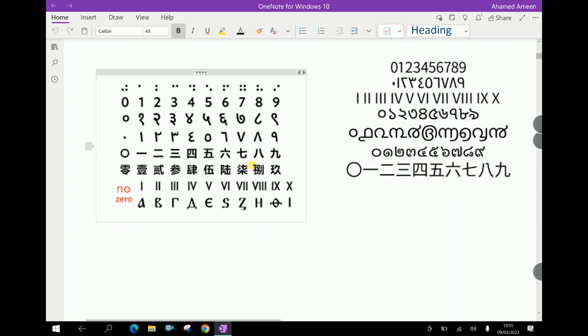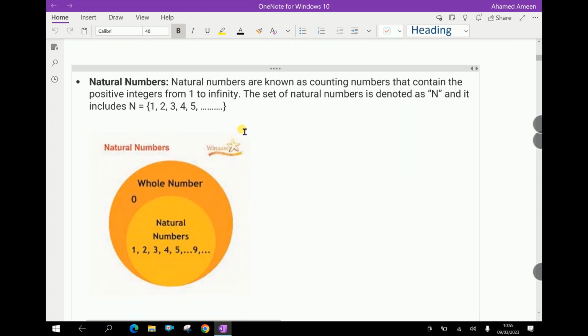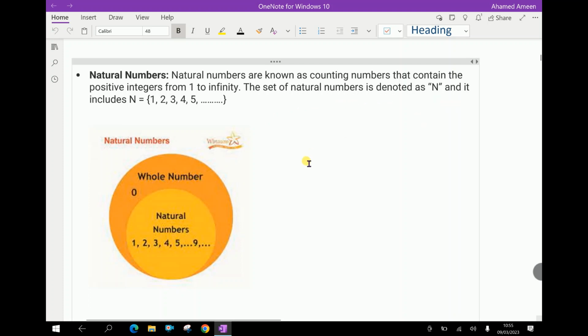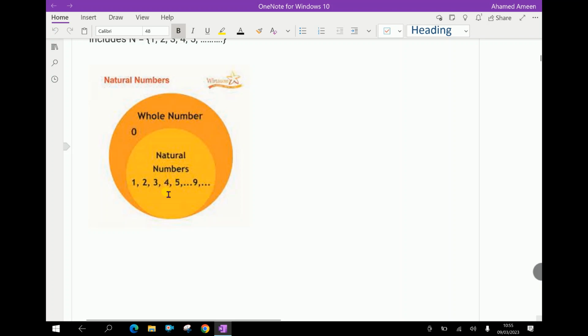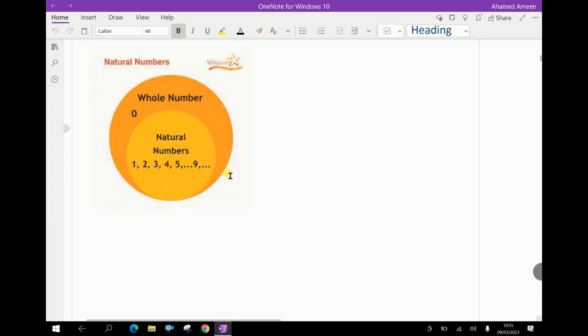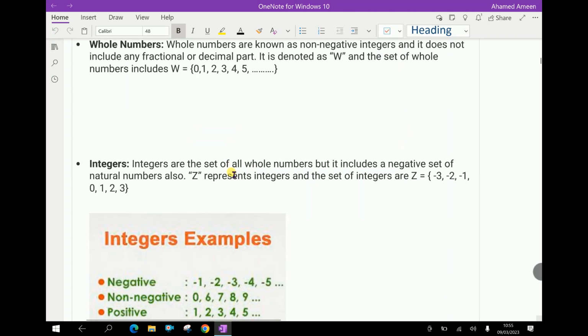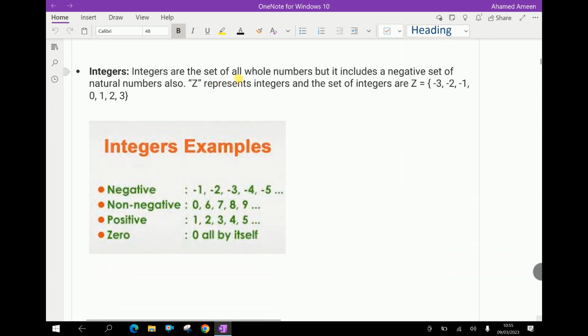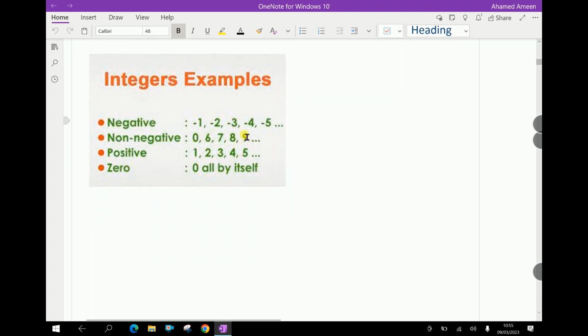4, like natural numbers. Natural numbers are known as counting numbers that contain the positive integers from 1 to infinity. The set of natural numbers is denoted by N. Look here, if we add 0 to the natural numbers, it becomes the set of whole numbers. Integers. Integers are the set of all whole numbers, but it includes the negatives of natural numbers also. It is denoted by Z. If we add negative numbers to positive numbers, it indicates integers.